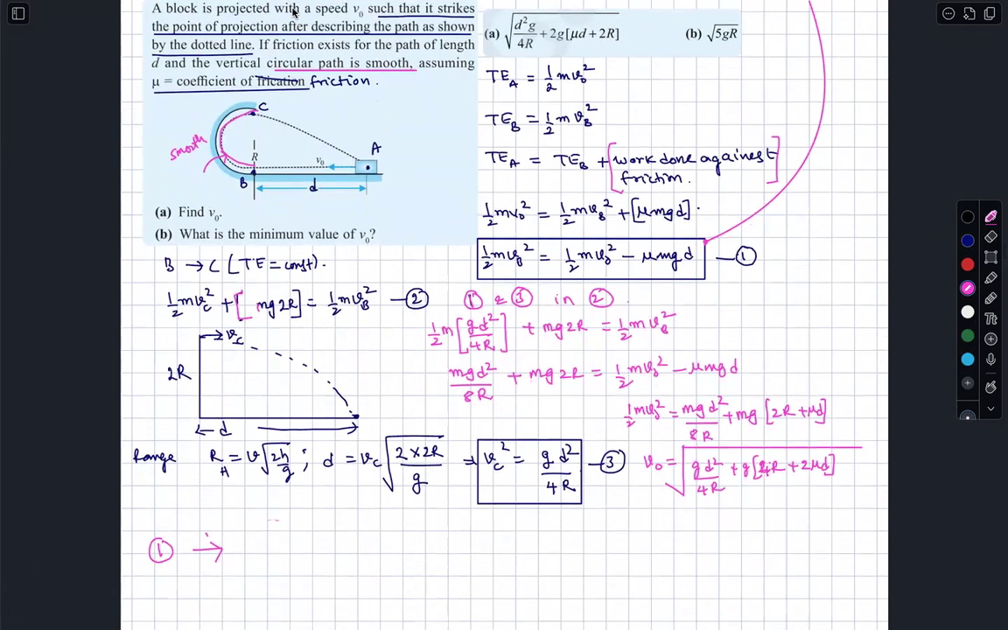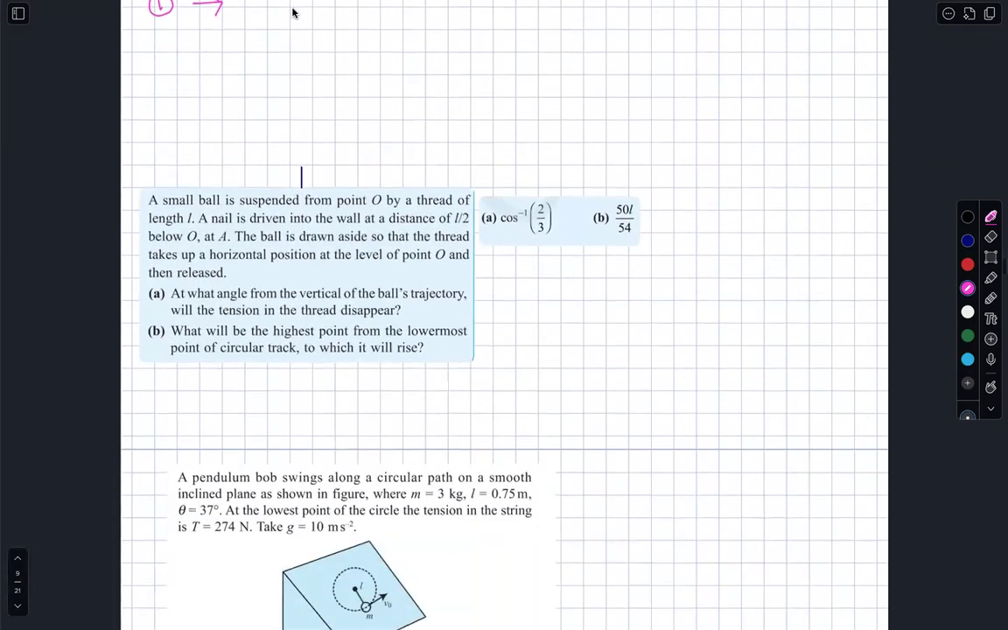Right. So you want the path to be like that, right? What is the condition to be maintained at B so that it makes vertical circular motion? Tell me. Root 5 is here. That's what they have given. Right. Next question.